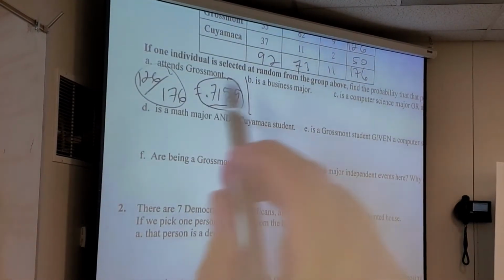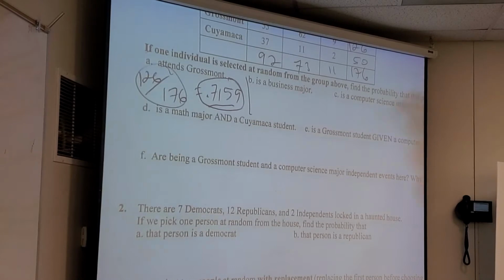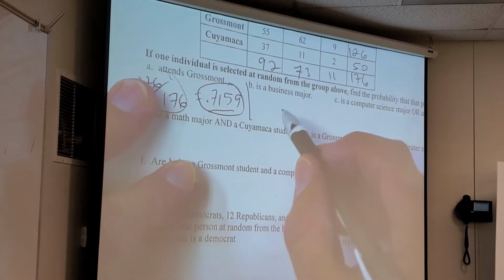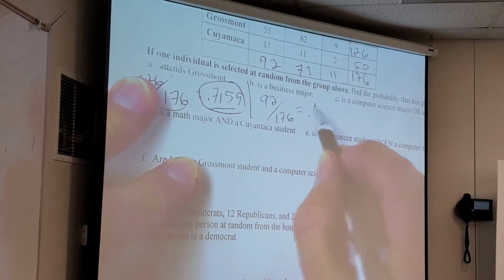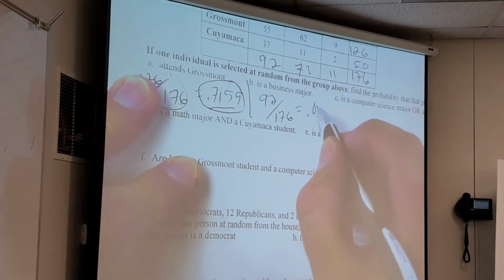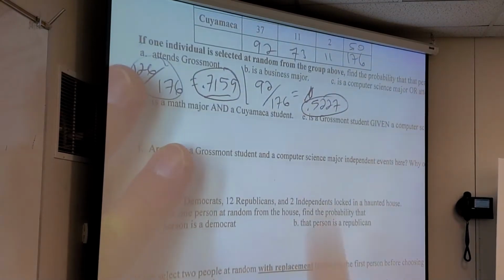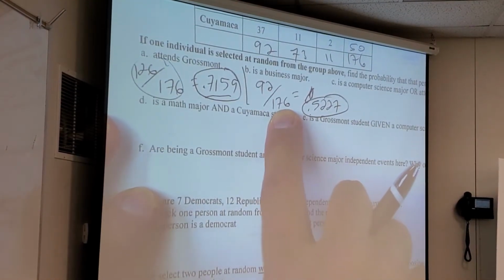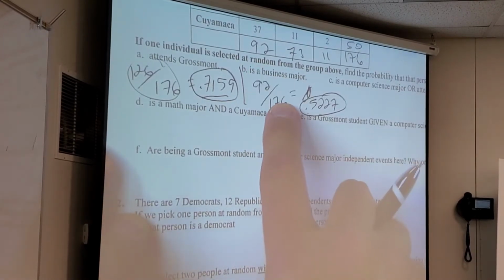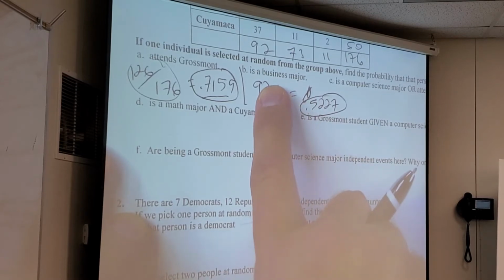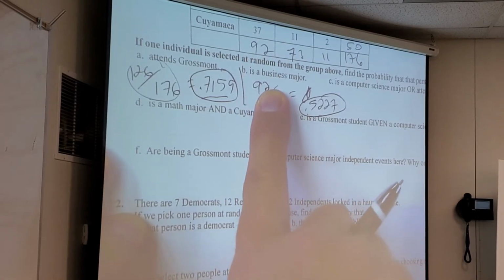Something else that freaks me out is people sometimes think that these build on each other. B is its own problem. You kind of restart. What's the probability of a business major? 92 out of 176. So if you do 92 divided by 176, and real quick, you know this is going to be, what's twice 90? Which is bigger than this. So you know it should be bigger than 50%. It's more than half of what the bottom is.